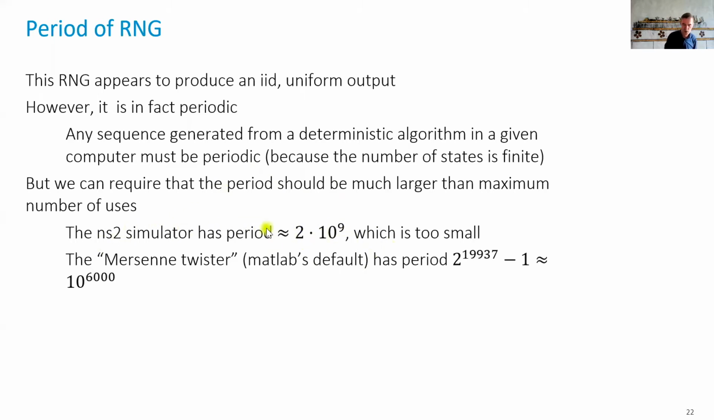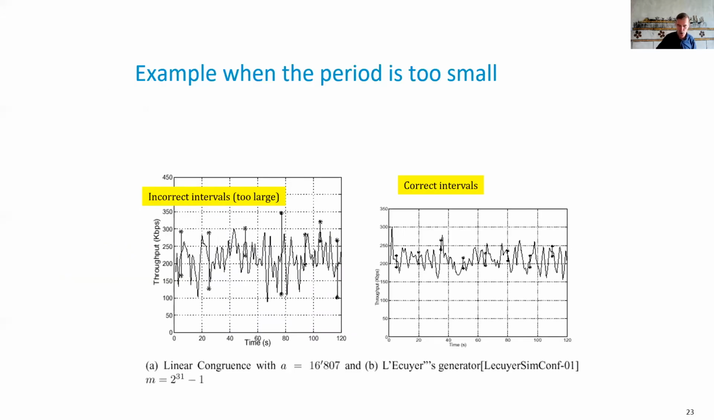So of course, this NS2 simulator is not used anymore. Its period is way too small. And modern random number generators, for example, MATLAB's default is the Mersenne twister, which has a period of that size. So it does have a period, but the period is an astronomically large number. So the expectation is that this does not matter because it is so large. What can happen when the period is too small?